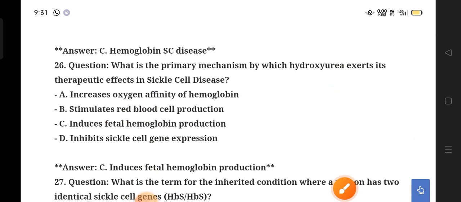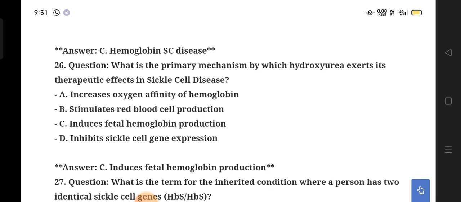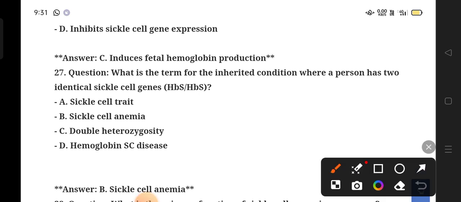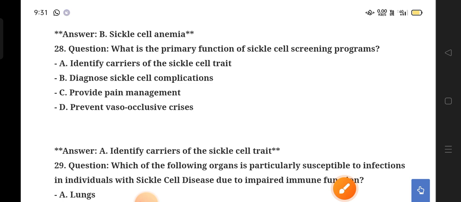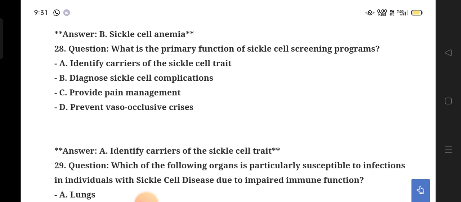What is the primary mechanism by which hydroxyurea exerts its therapeutic effects in sickle cell disease? Option C, induces fetal hemoglobin production. Next, what is the term for the inherited condition where a person has two identical sickle cell genes? Option B, sickle cell anemia. What is the primary function of sickle cell screening programs? Option A, identify carriers of the sickle cell trait.